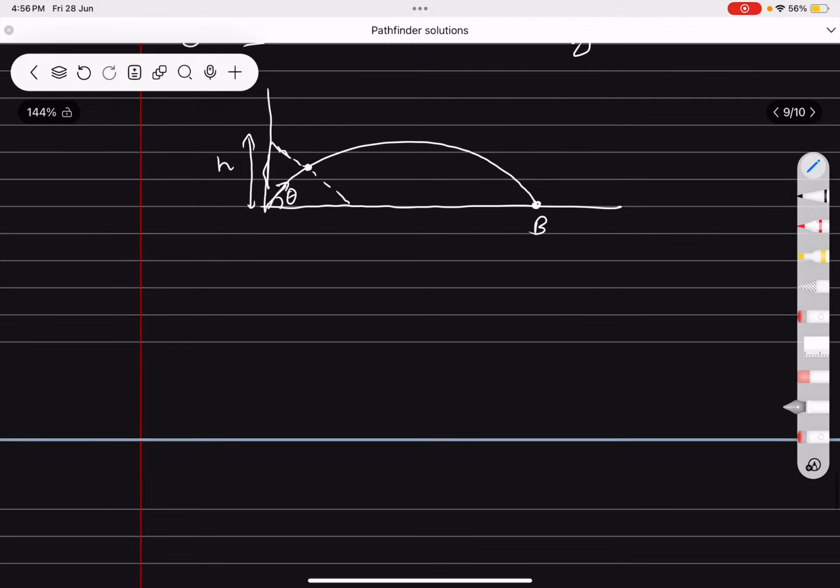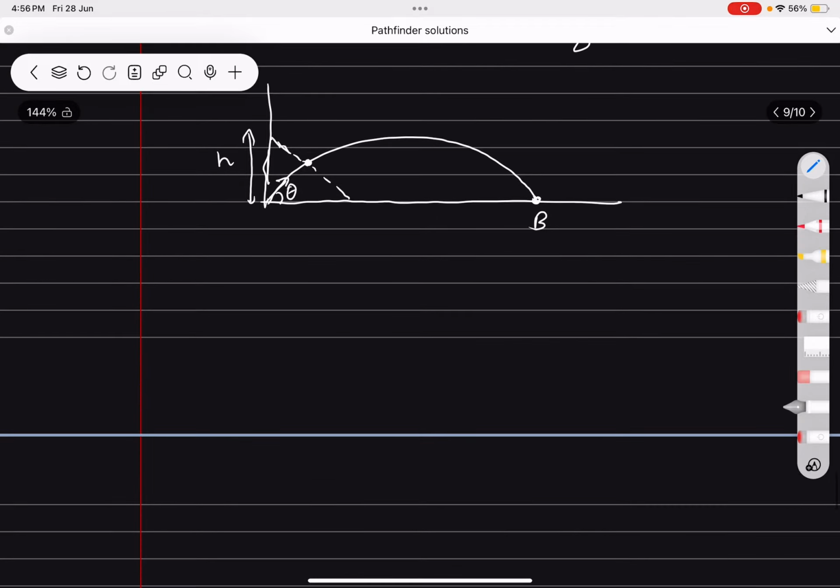Now if you draw the trajectory of the ball, I'll draw it separately. Suppose there is no gravity now. How will the ball go? Just go like this, like this, like this, right? Suppose there is no gravity, so it goes on like this.